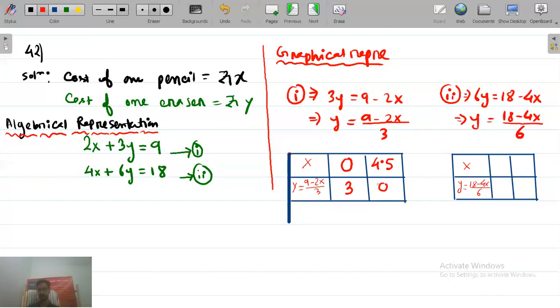Yes, in the same way, if you put here suppose 0, then it will be 18 by 6, so 3. Now again, if you put here x equal to 3, then 3 4s are 12. If you subtract 12 from 18, then it will be 6 by 6, so it will be 1. The value of y will be 1 when you put x equal to 3. Now you have to plot these two tables in graph. So how can you plot these two tables in graph? Okay, so let me plot these two tables in graph.